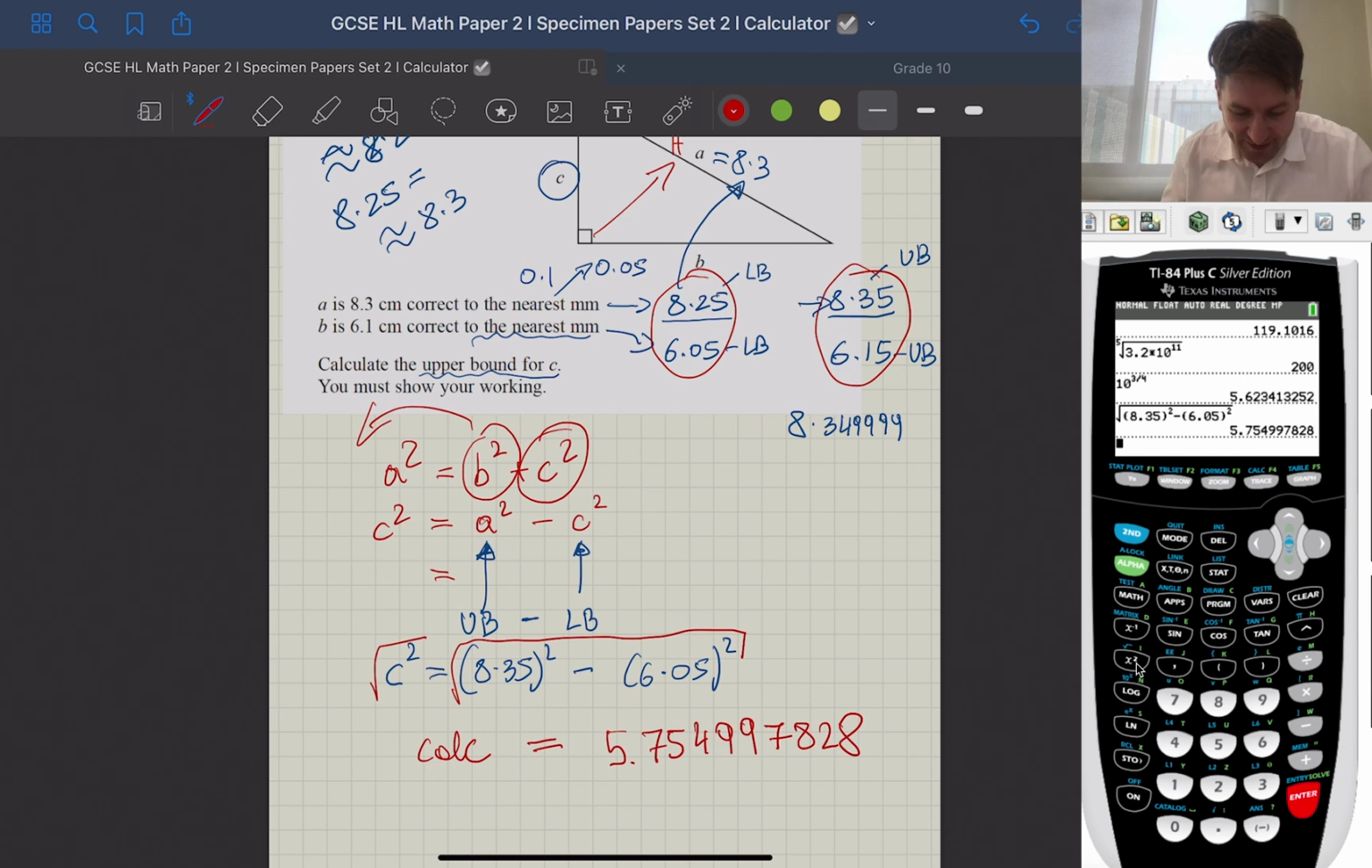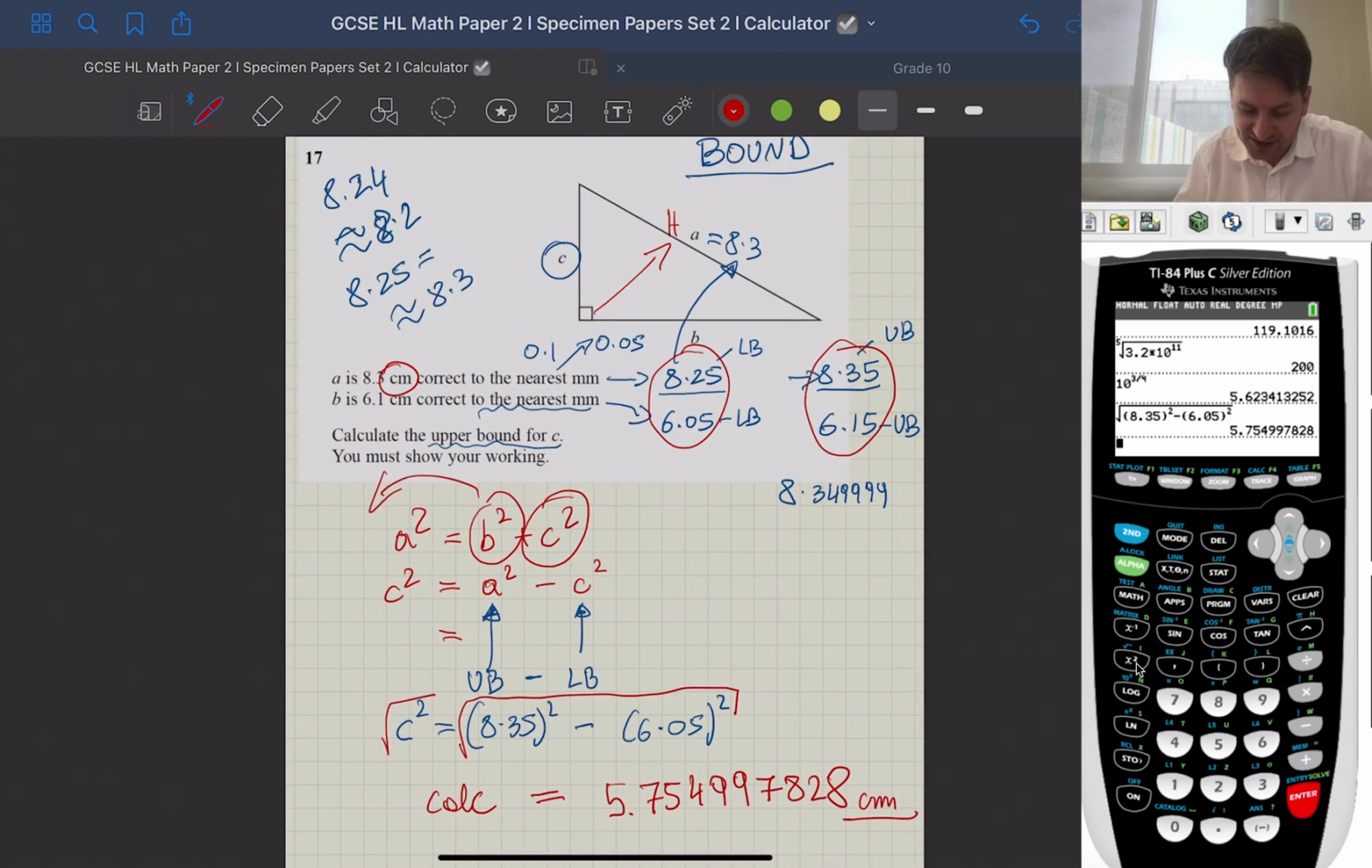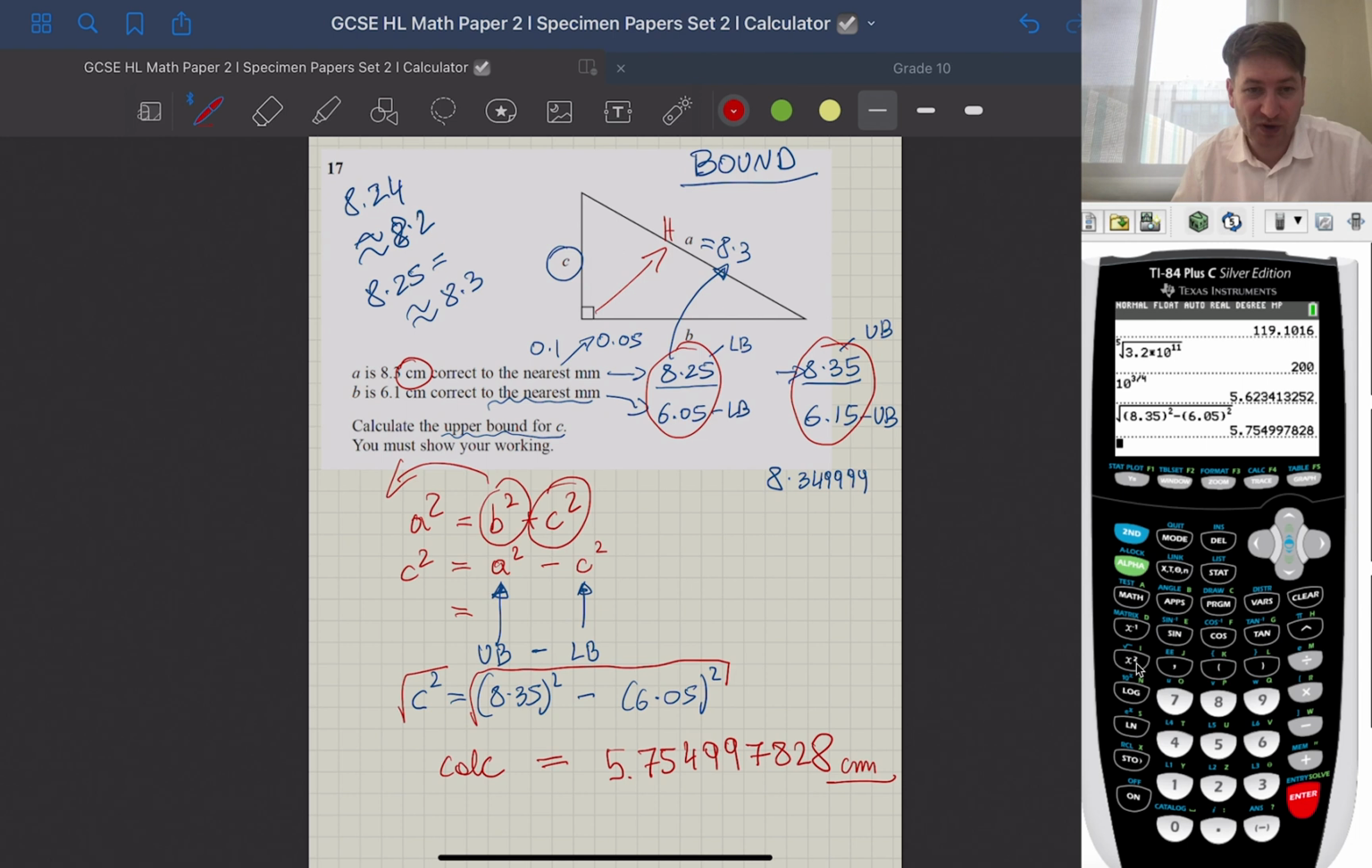And I would say, since all of this has been rounded and the values are in centimeters, I would just put centimeters to be sure. All right, so this is it. This is the bounds question.